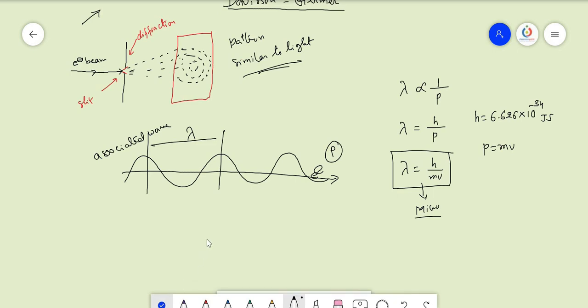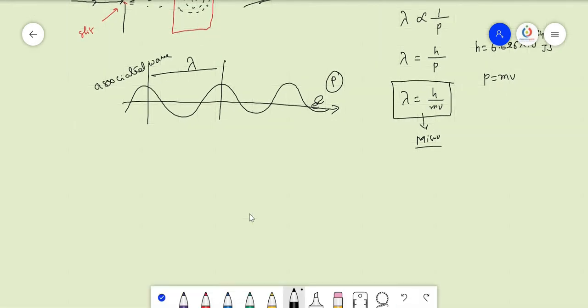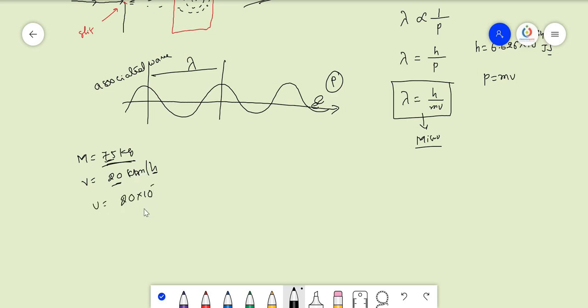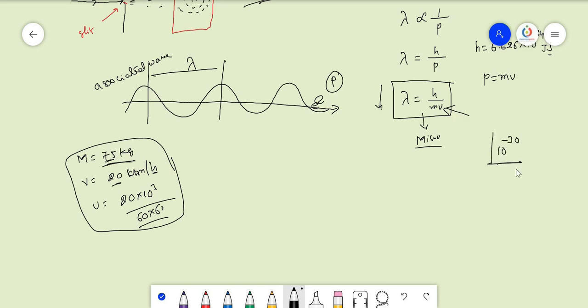Why is it not useful for macroparticles? Let us try to see. If we take a normal adult man whose mass is 75 kg and moving with a velocity, let us take 20 kilometers per hour. It has to be converted into seconds because h value is in seconds. So 20 kilometers, and that has to be converted again into meters. So here velocity becomes 20 into 10 power 3 by 60 minutes into 60 seconds. When all these higher values are substituted in the denominator, then the lambda value must be of the order of 10 power minus 30, means it is almost negligible.